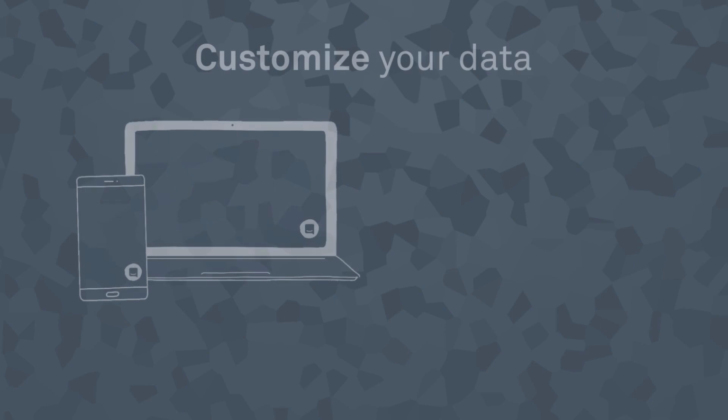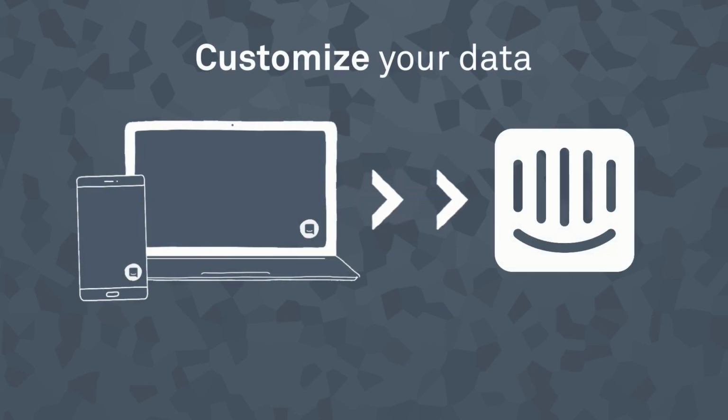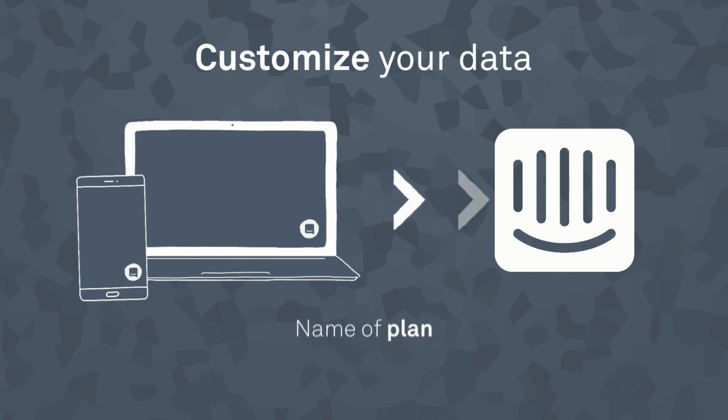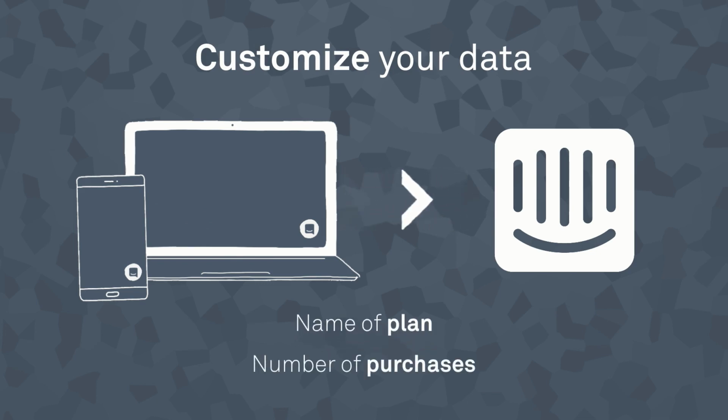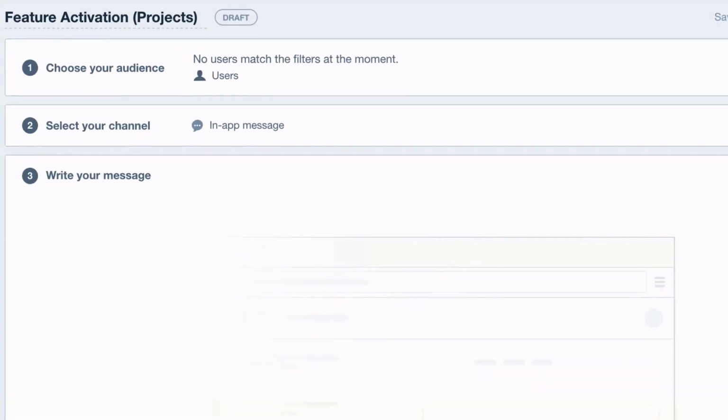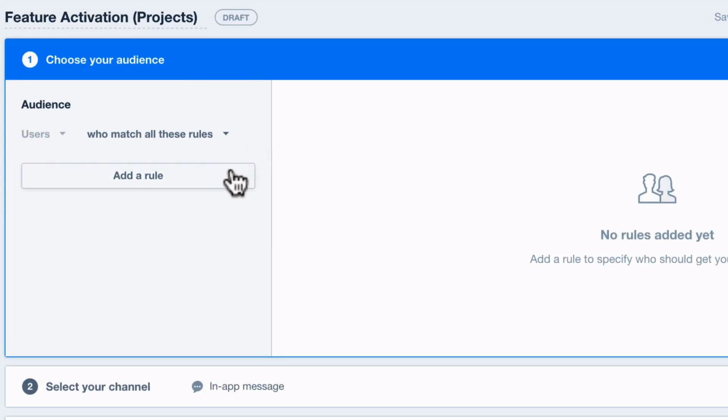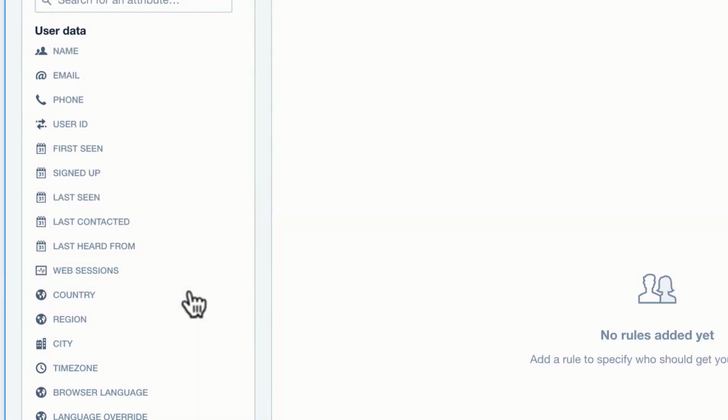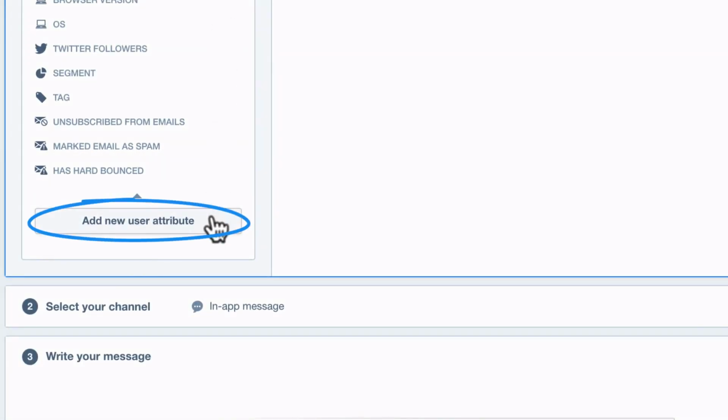Making sure you send your message to the most relevant customers makes all the difference. And that's why you can send Intercom whatever data you want, specific to your users and product, such as what plan a user is on or how many times they've purchased from your store. Adding your custom user data is quick and easy. First, click Add a Rule to define your audience, then scroll to the bottom and click Add New User Attribute.